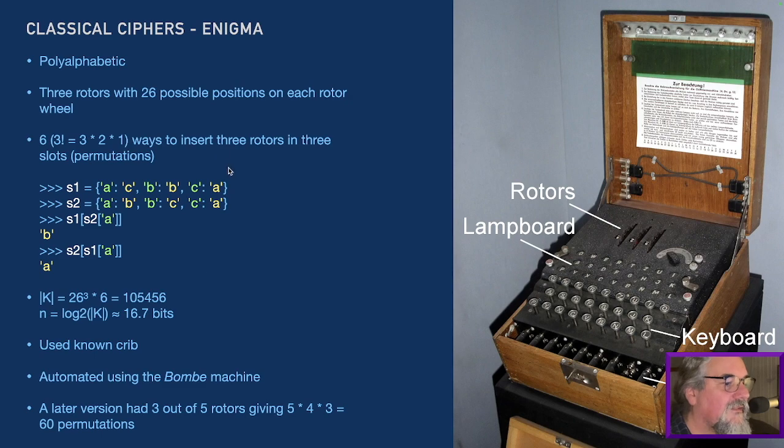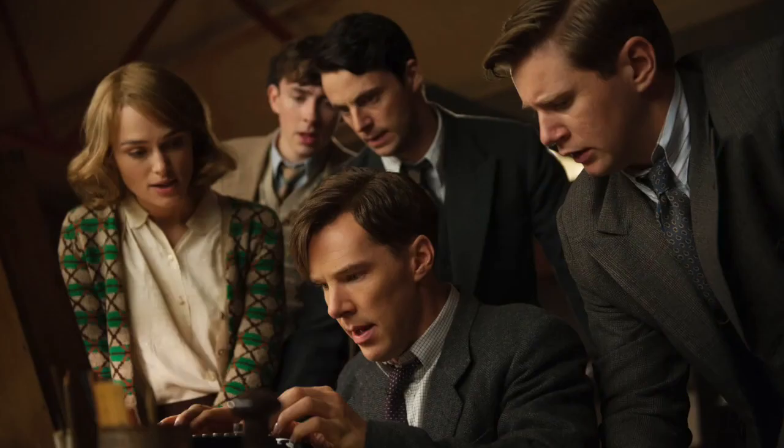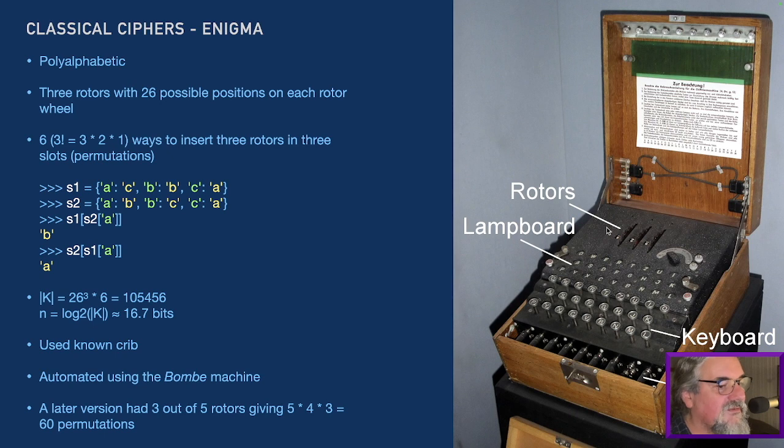Now, many movies and documentaries have been made about this famous Second World War encryption machine that Germany made, called the Enigma. And it came in many different variations. For instance, in these variations, you have three slots here, and you have three rotors. So how does it work? Each rotor can be rotated in one of 26 different positions, and each position corresponds to one substitution.